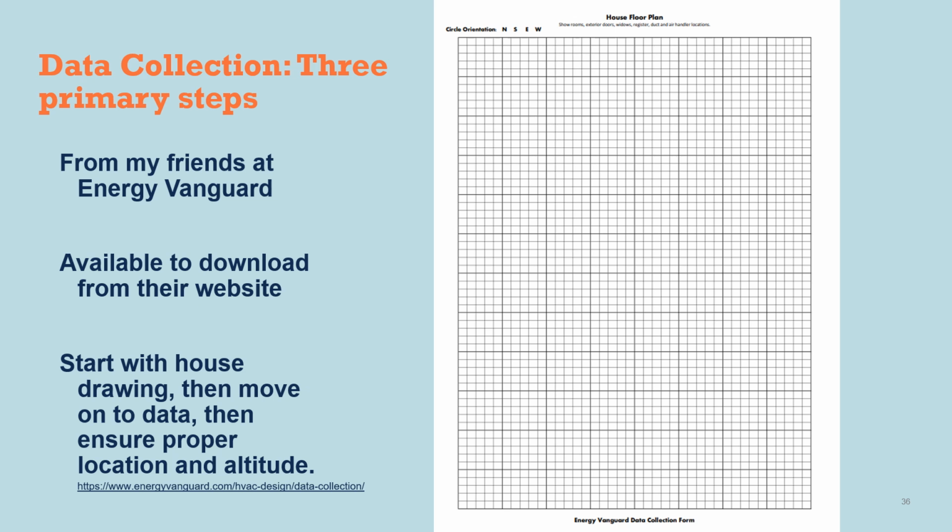You can actually download this if you don't feel like buying your own graph paper, from my friends at Energy Vanguard. What they talk about is that there are three things you need to do. You need to get a house drawing, you need to collect data, and then we need to make sure we've got proper locations and altitudes, so using the right winter and summer design temperatures.